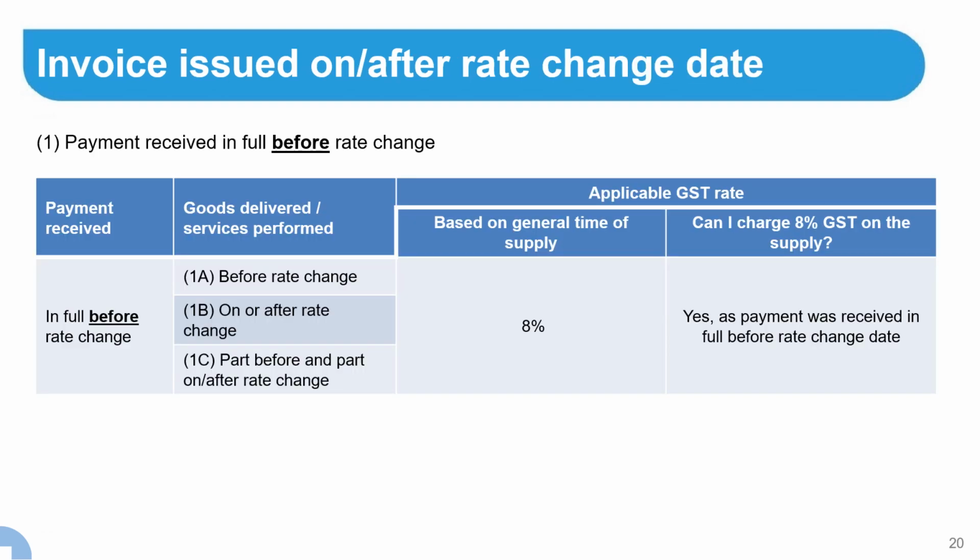Let's start with the first scenario, where the supplier issues the invoice for the supply of goods or services on or after rate change date and receives full payment before the rate change date. Regardless of when the goods are delivered or services are performed, the supplier is subject to GST at 8% since payment is already received in full before the rate change date.